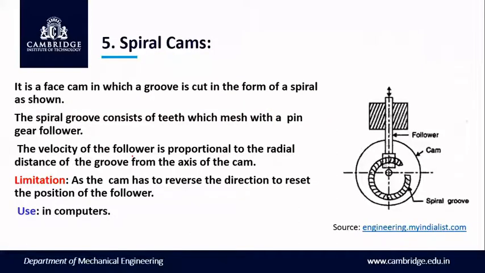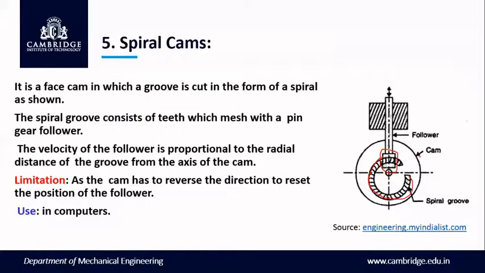The spiral cam is the next type of cam. It is a face cam in which a groove is cut in the form of a spiral as shown in the figure. So here we can see we have a groove, but it is in the shape of a spiral. The spiral consists of teeth which mesh with the pin gear follower. So here, at the end of the follower we have a toothed wheel, like a roller, so that will engage with the spiral groove.